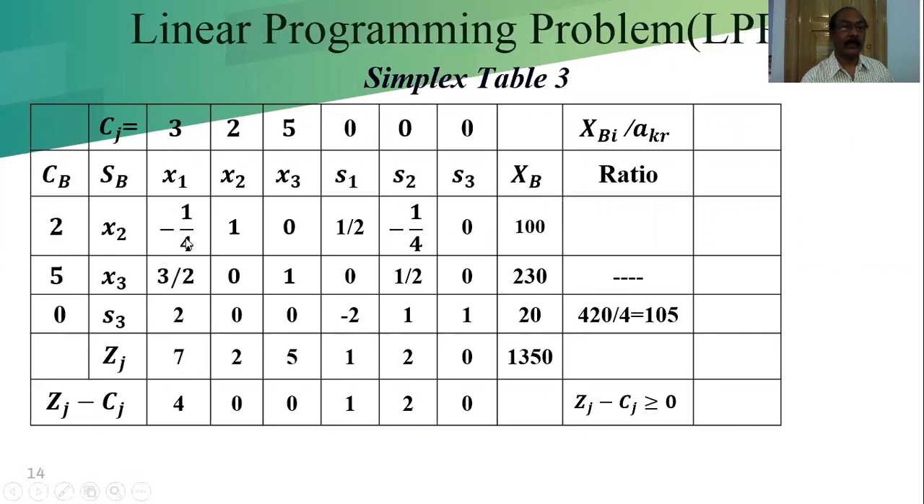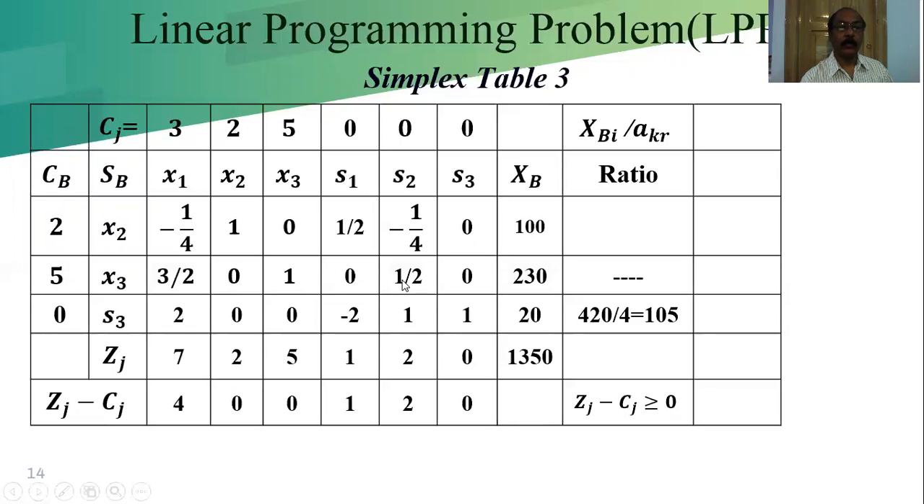2 into minus 1 by 4 plus 5 into 3 by 2 plus 0 into 2 is 7. Again 2 into 1, 0, 0. So this will be 2. So 7 minus 3 is our 4. 2 minus 2 is 0. 5 into 1 is 5. 5 minus 5 is 0. 5 into 0 is 0. And half into 2 is 1. So 1 minus 0 is 1.